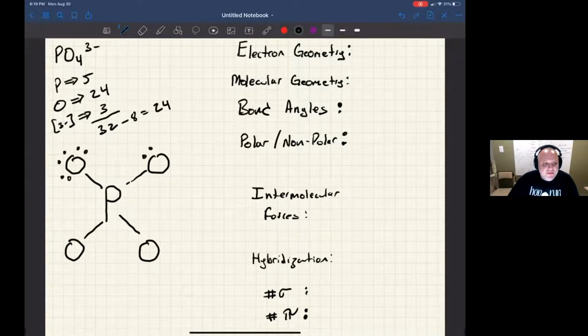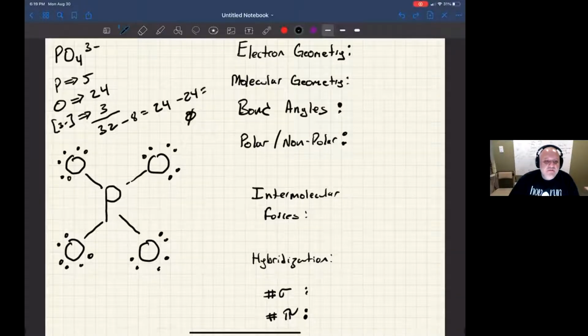So let's go ahead and fill in these lone pairs around the oxygens. 3 pairs each. That's 24 electrons total. It looks like I'm done, right? Oxygens all have an octet. Phosphorus has an octet. I've used 24 more electrons. I'm down to 0. Everything has an octet, but I've used all my electrons. And so that usually indicates that I'm done.